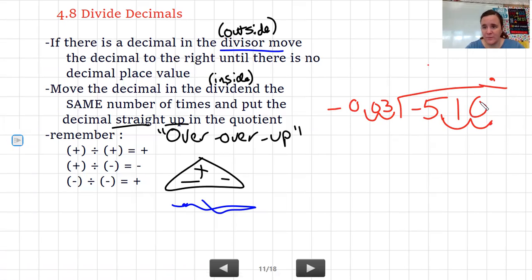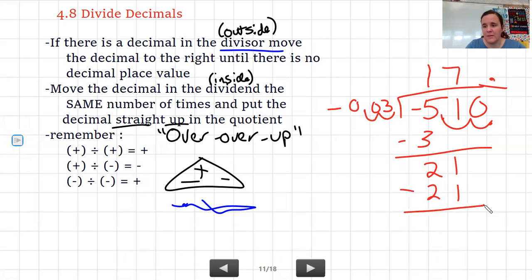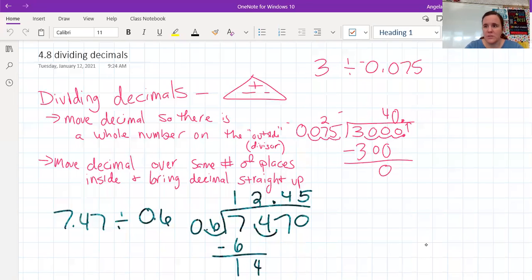3 goes into 5, so we're going to start with writing our number there. Now this comes out evenly, but you notice the decimal is way over here, and there's an empty spot. I need to fill in that 0, and it's a negative divided by a negative, so that's going to be positive 170.